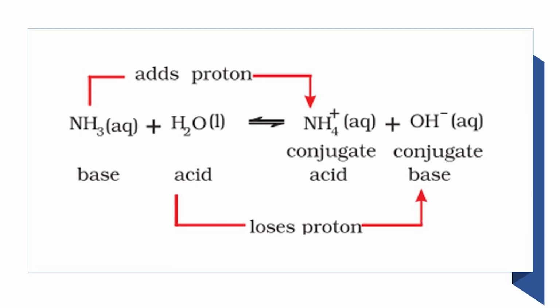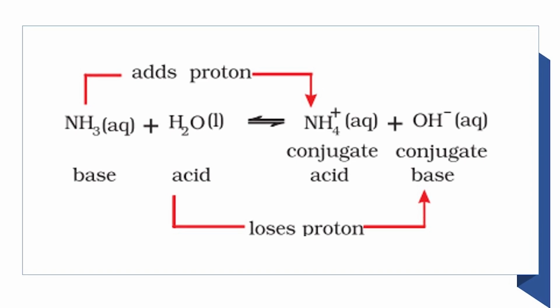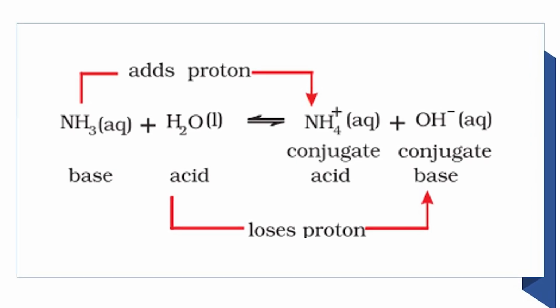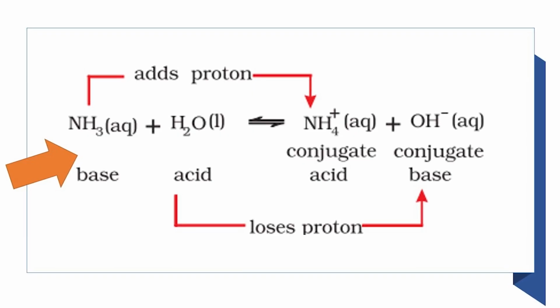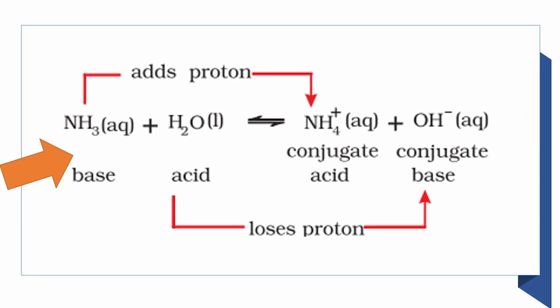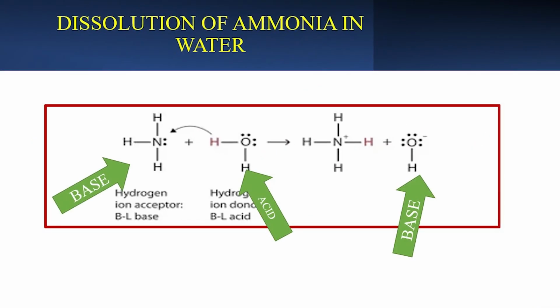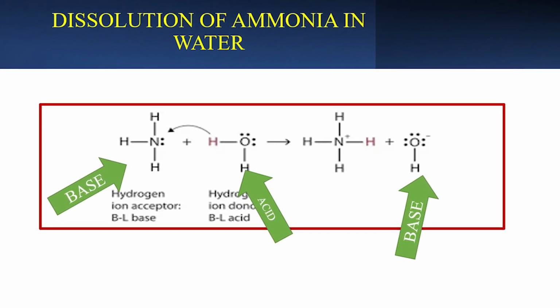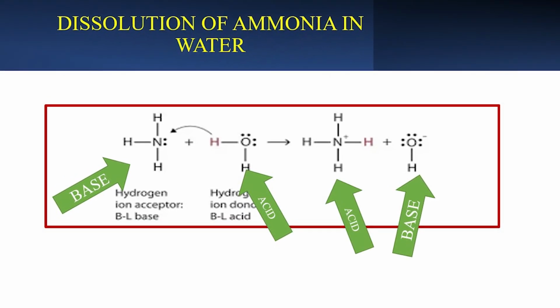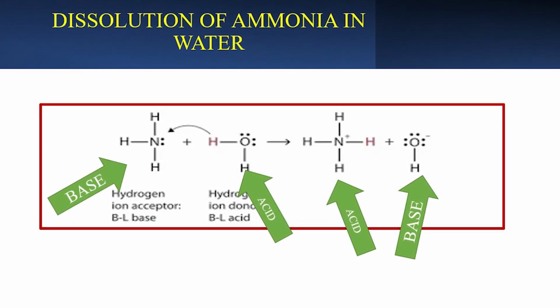We shall consider the equation for dissolution of ammonia in water once again. See the equation. Here you can see two acids and bases: NH3 as base and H2O as acid on the reactant side or left side, and NH4 plus and OH minus as acid and base on the product side.